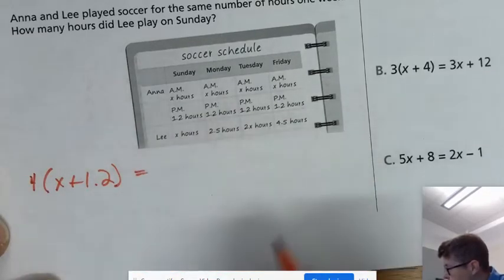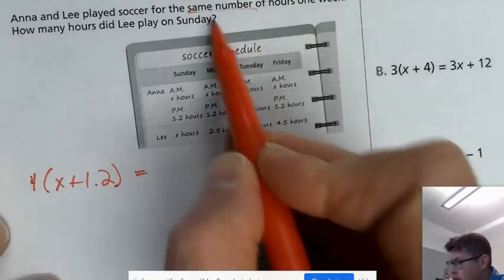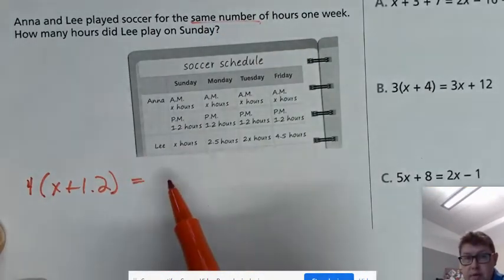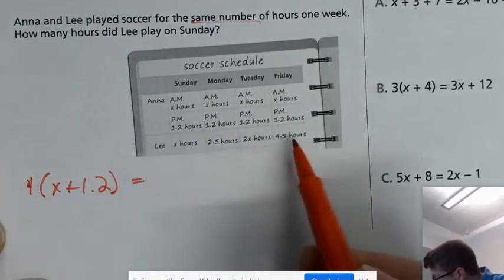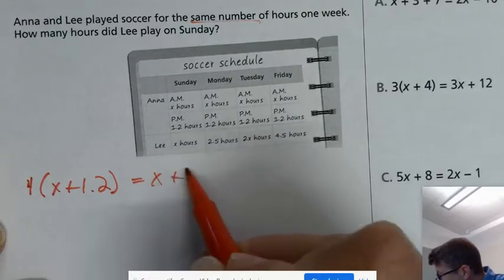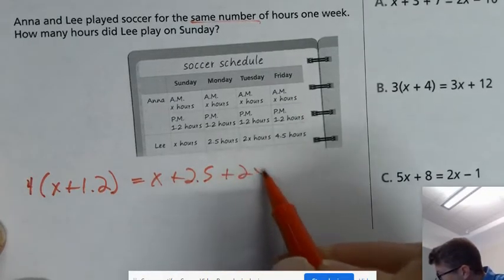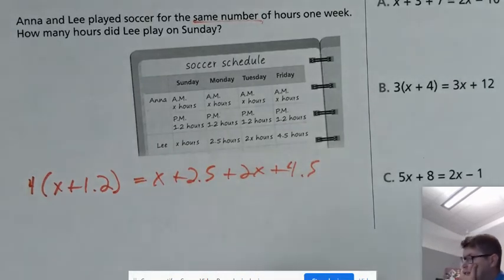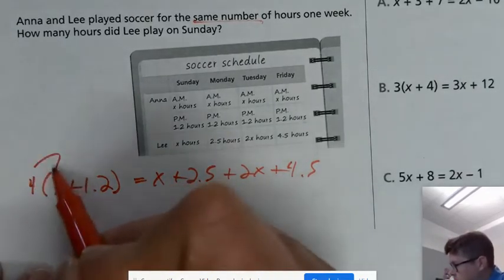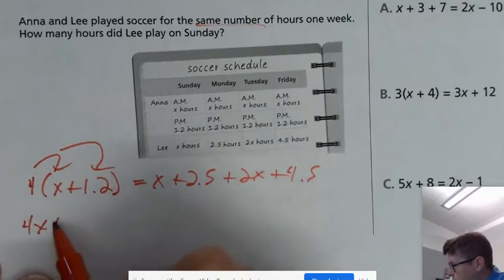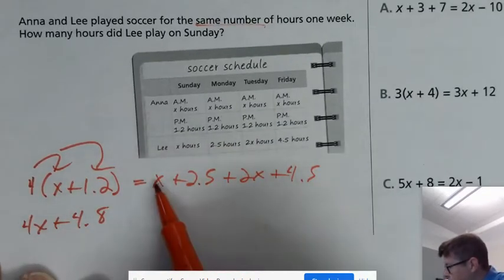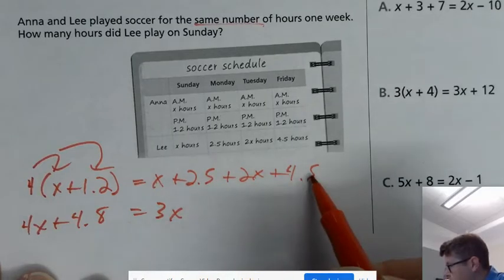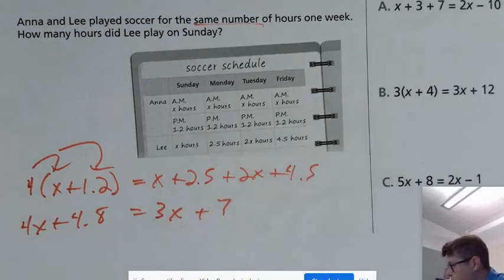And then it does say they played for the same number of hours each week, so we can set them equal to each other. And now Lee's got all kinds of different stuff over here. He's got x plus 2.5 plus 2x plus 4.5. Okay, so let's solve this. So we distribute here, we get 4x plus 4.8. X and 2x gives us 3x, and then 2.5 plus 4.5 is 7.